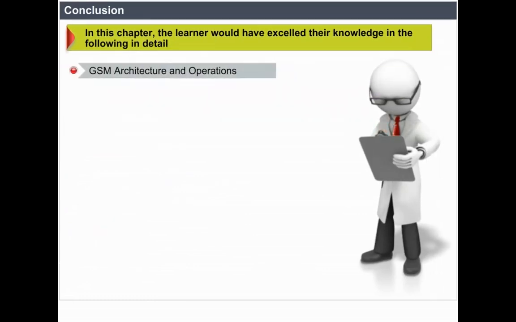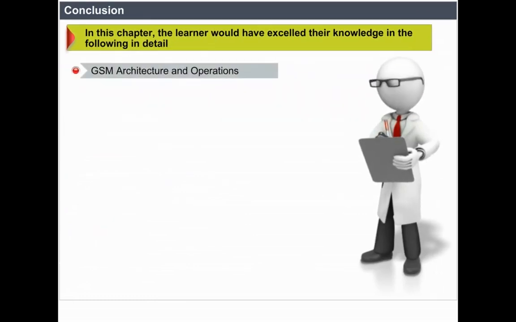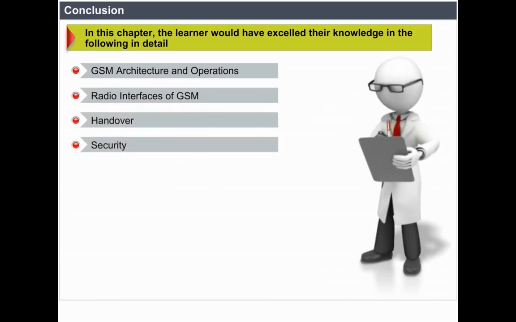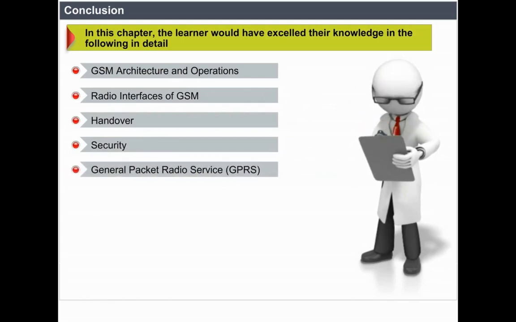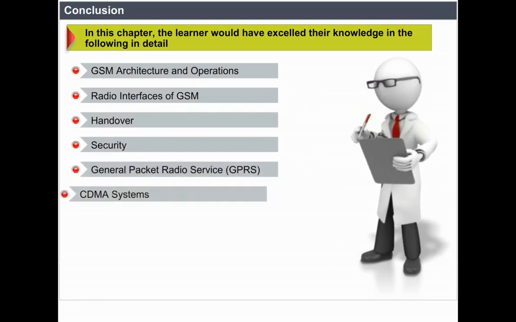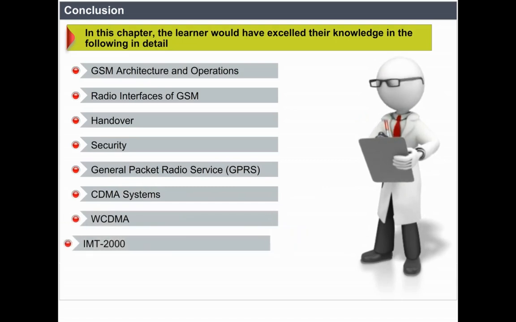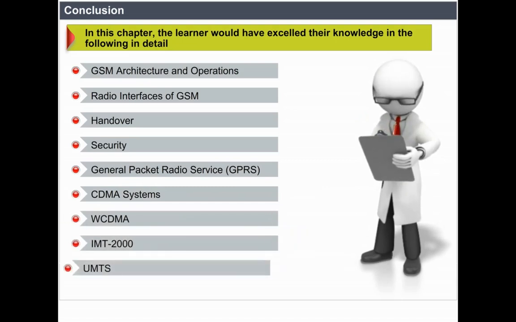Conclusion. In this chapter, we have covered the following in detail: GSM architecture and operations, radio interfaces of GSM, handover, security, General Packet Radio Service GPRS, CDMA systems, WCDMA, IMT 2000, UMTS.